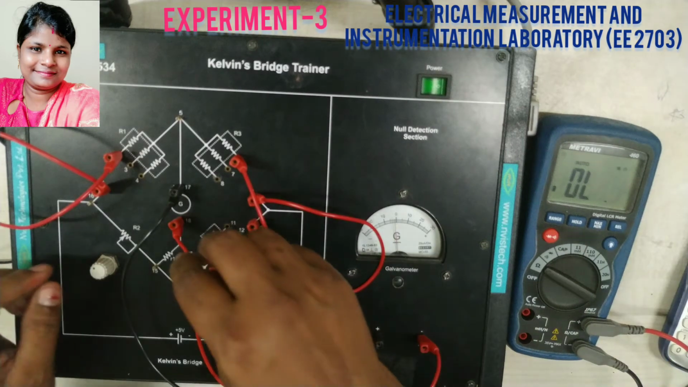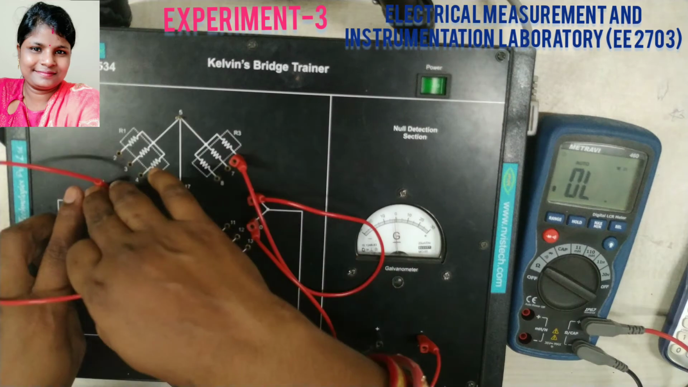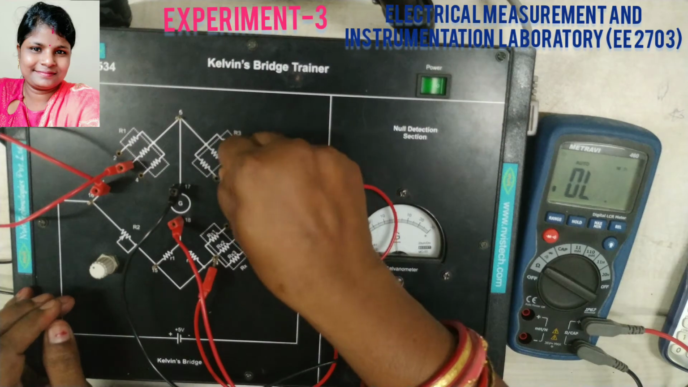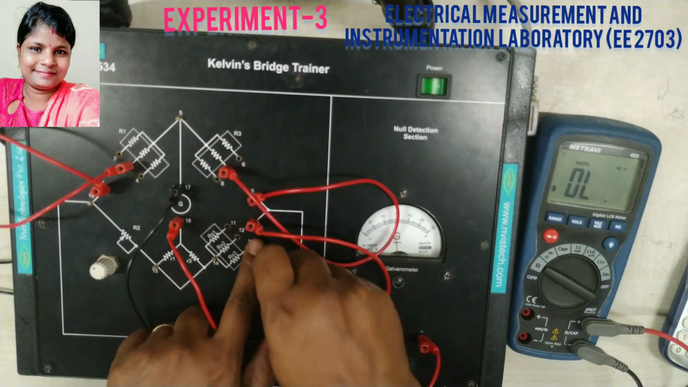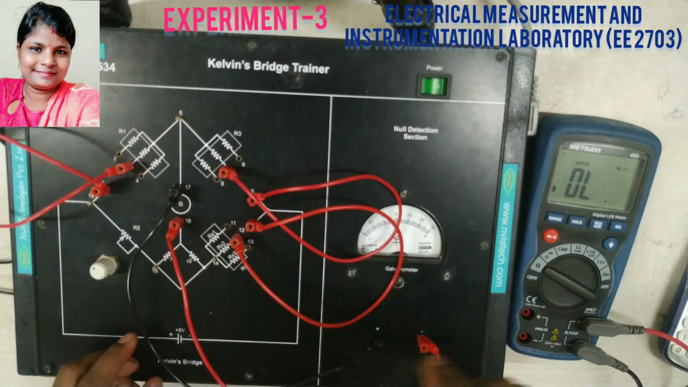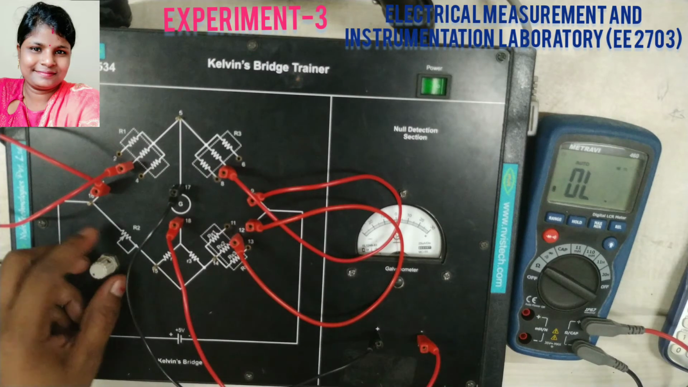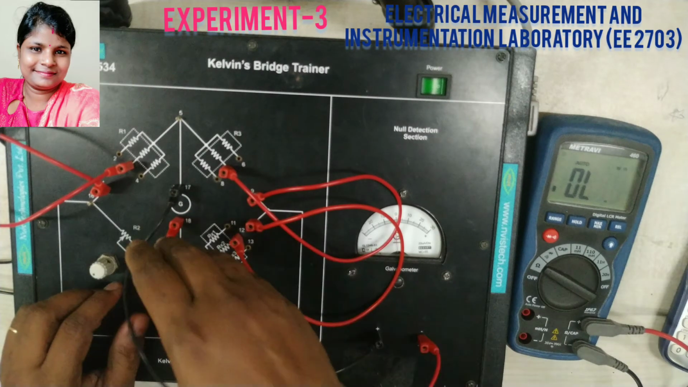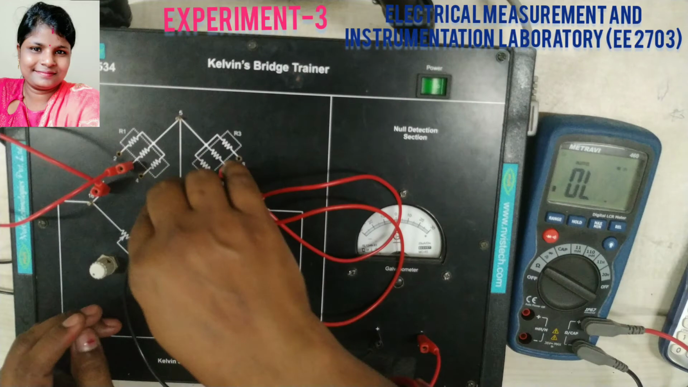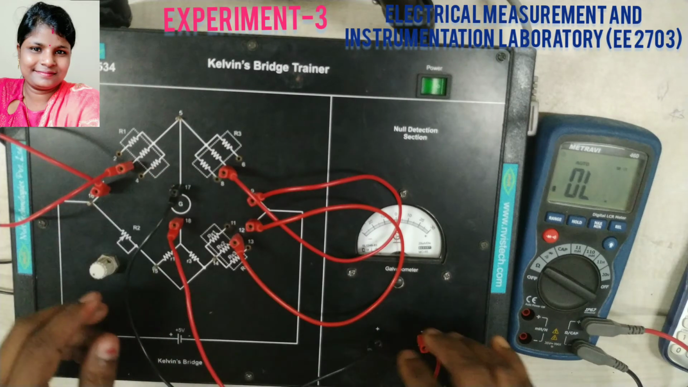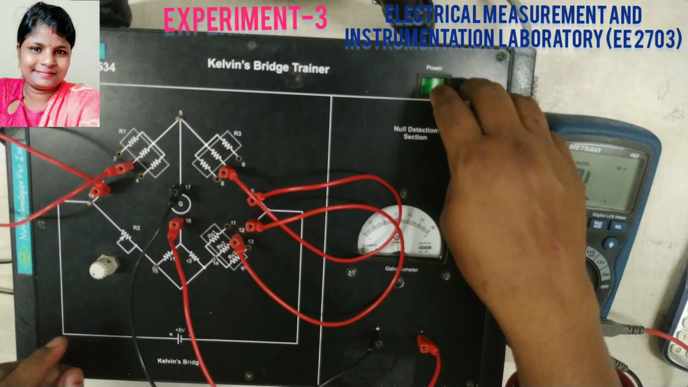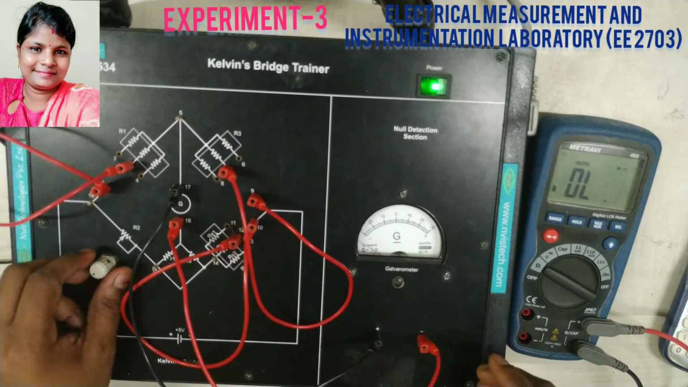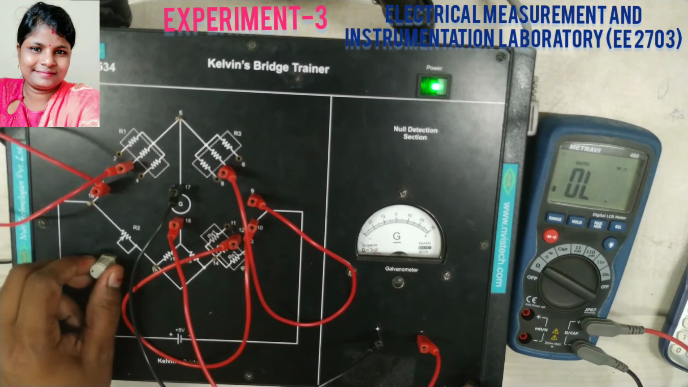Same, you have to reconnect the terminal between 1 and 3, and next terminal between 9 to 7, and same connection 10 to 12 for Rx2, and this potentiometer in minimum position, and this galvanometer and Kelvin bridge positive terminals are connected, and both negative terminals are connected. So switch on the power and check the galvanometer by varying the potentiometer R2.